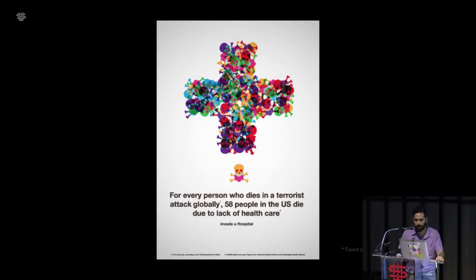For every person who dies in a terrorist attack globally, 58 people in the US die due to lack of healthcare. Invade a hospital. So we see 58 skulls, more than we can count, which is also powerful. And we can see only one little cute skull, that is the terrorist skull.